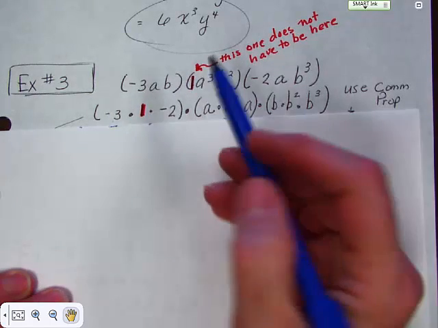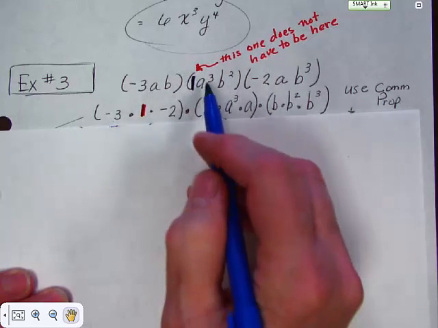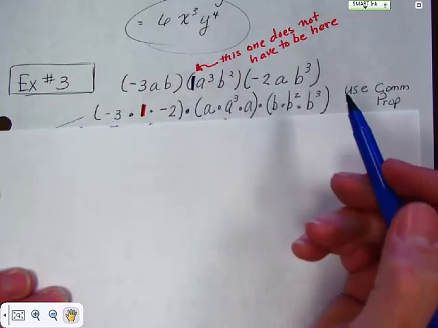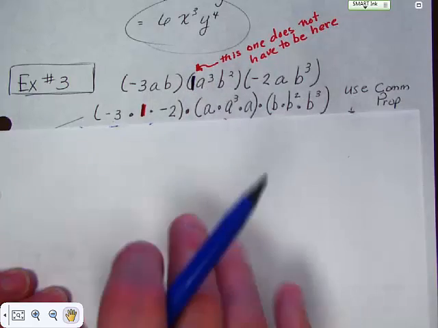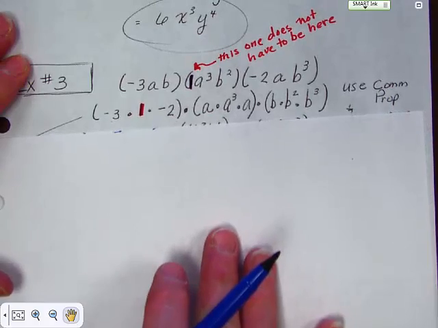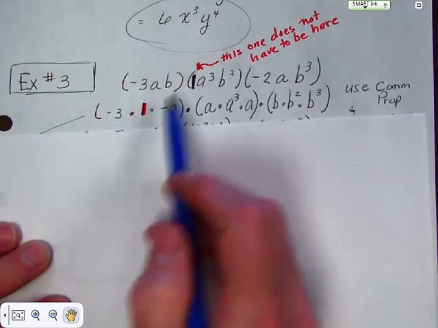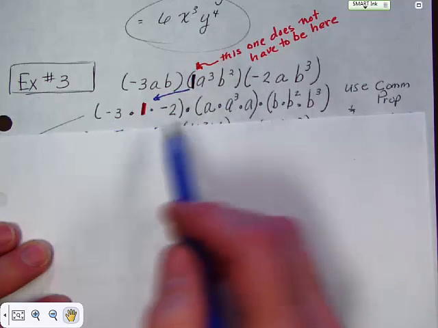Now, just a note, this 1 right here, it really doesn't have to be there. It could just be written as a cubed b squared. It wouldn't have to be there. It kind of makes it nice when you're multiplying, but it wouldn't have to be there. Okay? I'm going to use the commutative property again and reorganize these. Negative 3 times, there's that 1 down there, times negative 2.